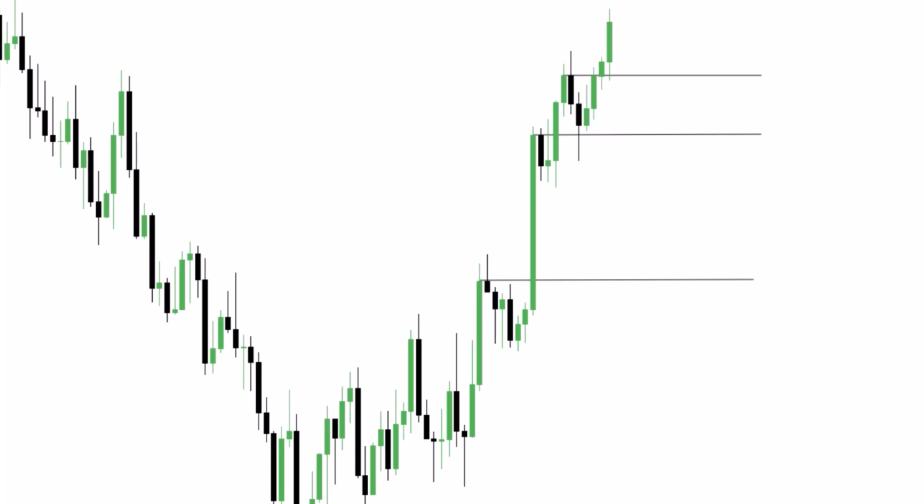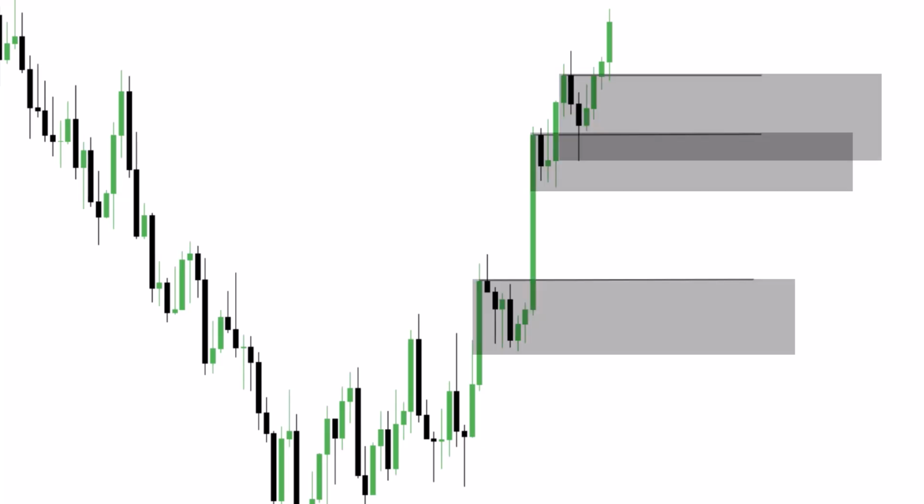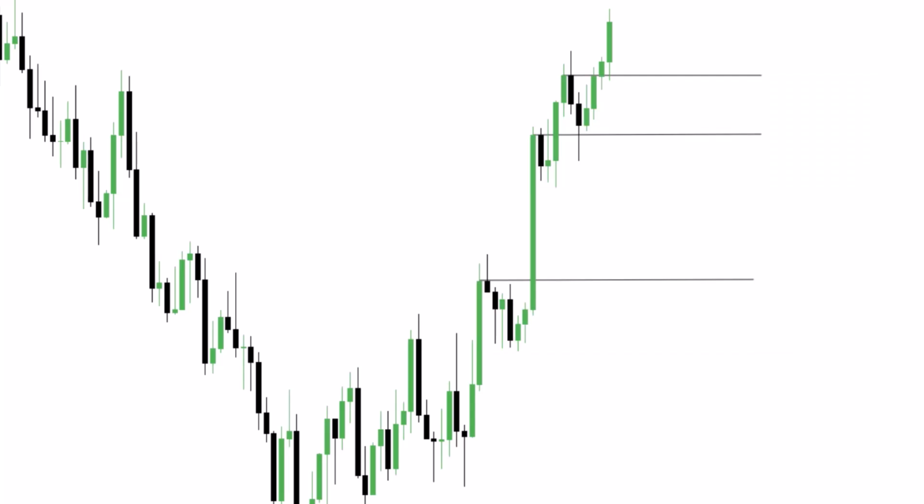We need to assess whether the first, second, or third order block will hold price. However, note the gap between the second and third order blocks. This gap, known as fair value gap, indicates an area where price moved rapidly, leaving behind unfulfilled orders. Due to this gap and the presence of the last order block, the first 2 order blocks are less likely to hold the price. Therefore, we won't consider them high probability order blocks.